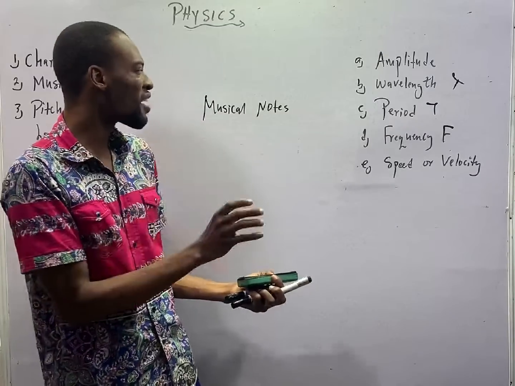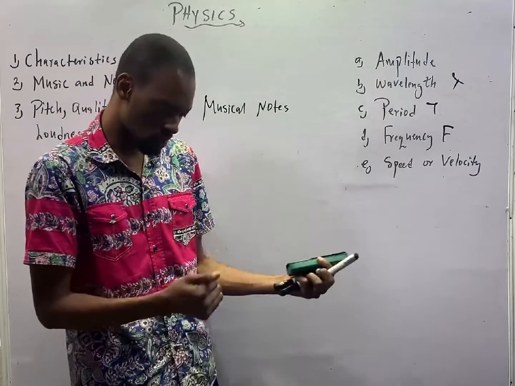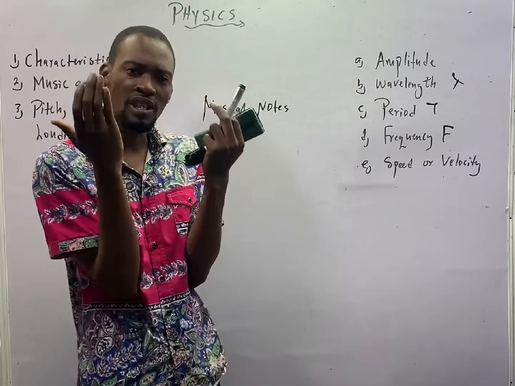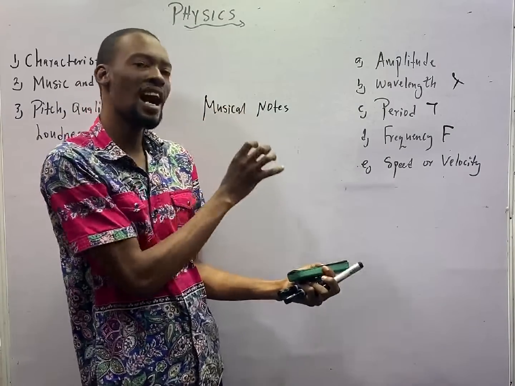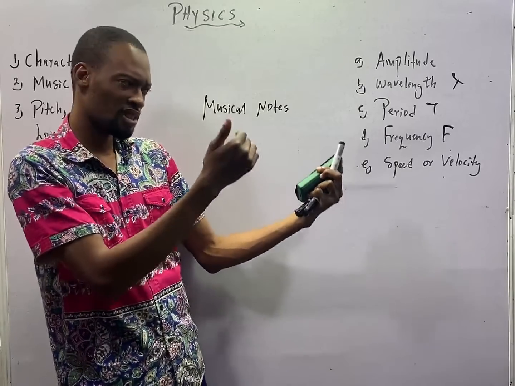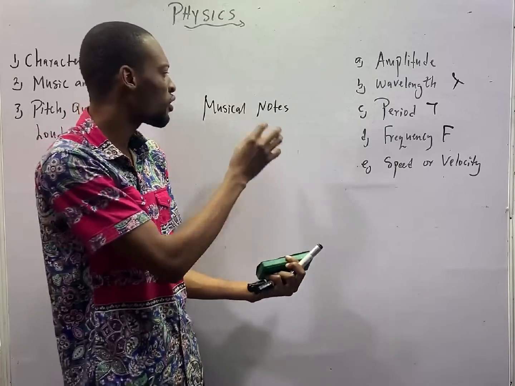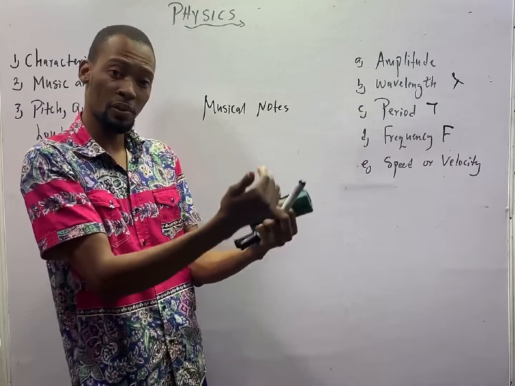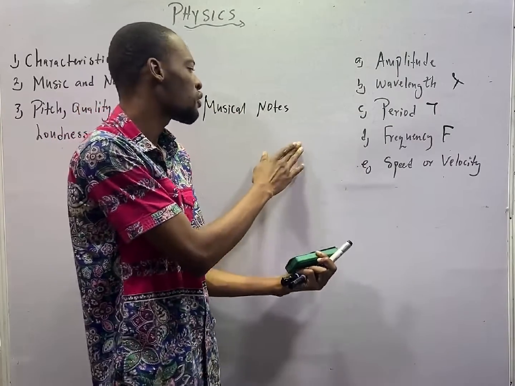And noise is also referred to as unwanted sound. So, for you to have a sound that is wanted, like when you play music, you see, it's comfortable to the ear. This is because they have regular, definite frequency. That is what makes up musical notes: a combination of sounds with definite or regular frequencies.